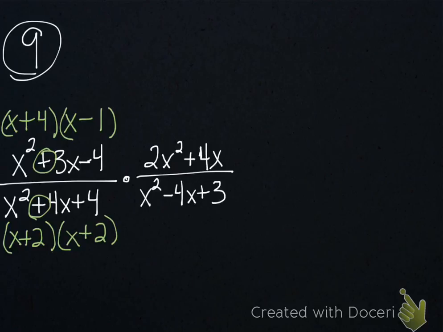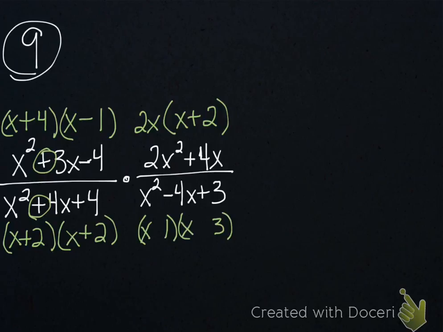Second fraction. Numerator. There's no constant, so I'm going to look for a GCF. Yes, they're both divisible by 2x. That leaves x plus 2. Now let's look at the denominator. X squared minus 4x plus 3. So I need two numbers that multiply to give me 3. Well, that's easy. It's just 3 times 1. But in this case, they're both going to be negative because the middle term is negative.